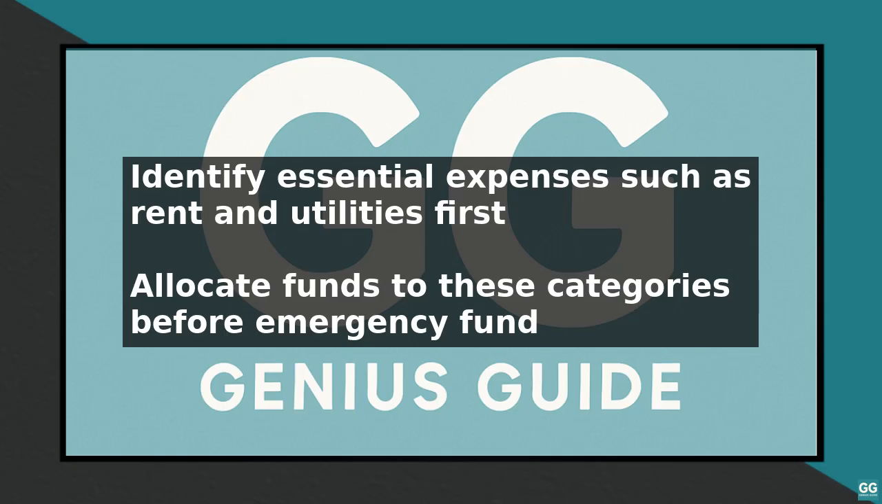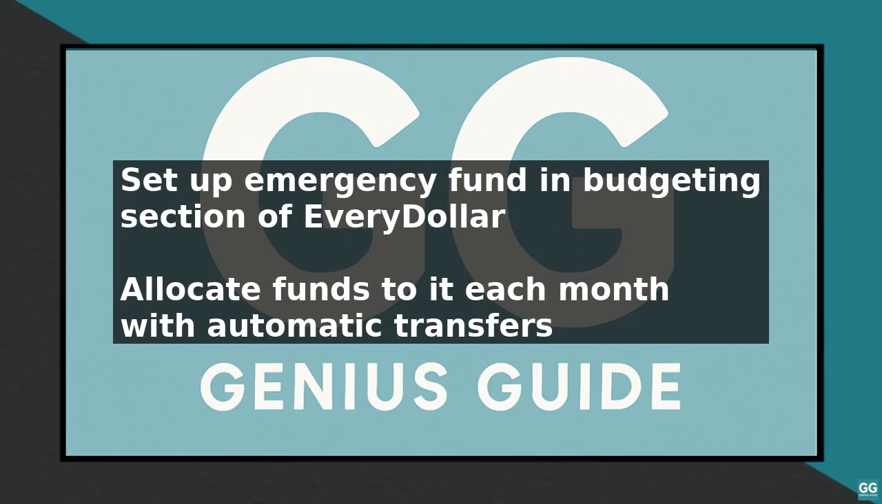To set up your emergency fund in EveryDollar, navigate to the budgeting section and click on the emergency fund category. Set a target amount for your emergency fund and allocate funds to it each month. You can also set up automatic transfers from your checking account to your emergency fund.